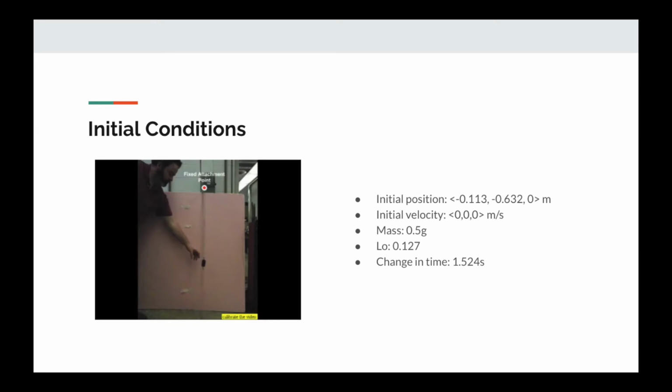For the initial conditions, based off a video and Tracker, I found the initial position to be negative 0.113, negative 0.632, 0 meters in the x, y, and z components respectively. For initial velocity, I found it to be 0, 0, 0 meters per second, so just 0 meters per second for every component. For the mass, I got 0.5 grams. For the initial length of the spring, I got 0.127 meters. And for the change in time, I got 1.524 seconds.